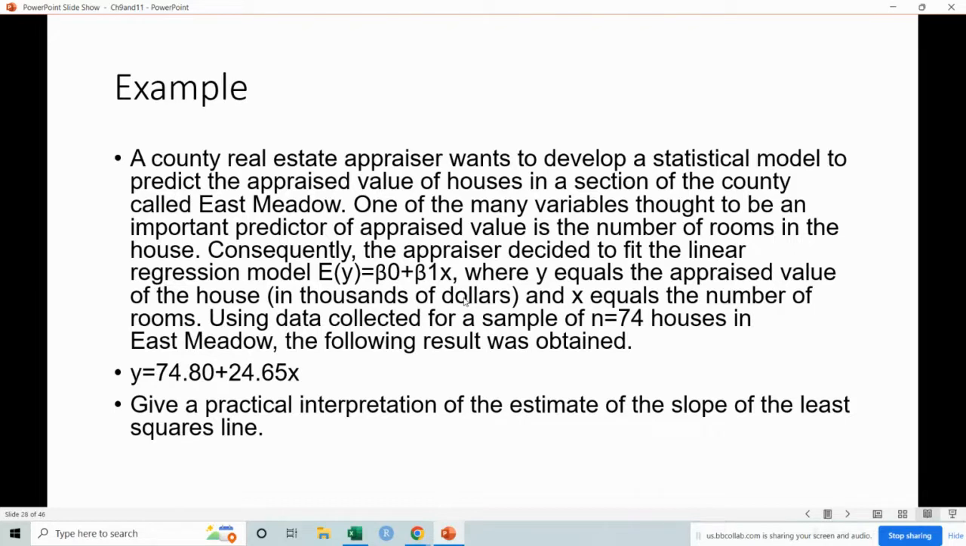So consequently, the appraiser decided to fit the linear regression model. The expectation of y equals beta 0 plus beta 1x, where y equals the appraised value of the house in thousands of dollars, and x equals the number of rooms. Using data collected for a sample of 74 houses in East Meadow, the following result was obtained.